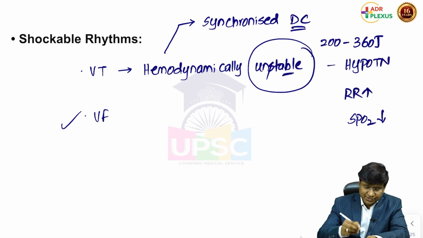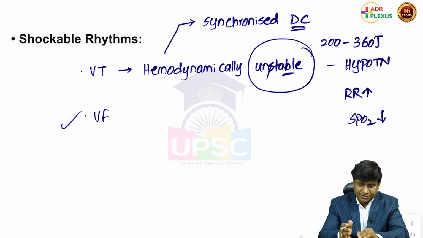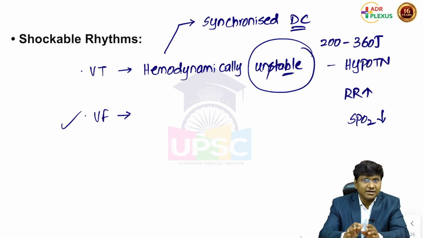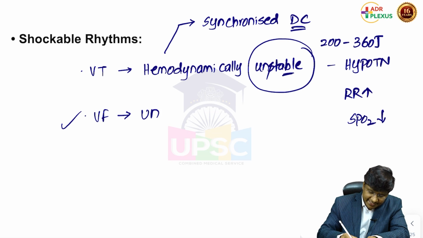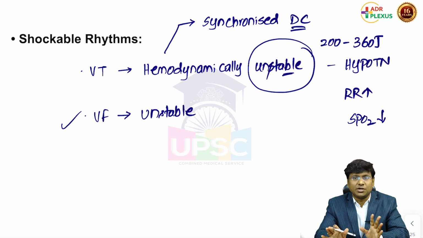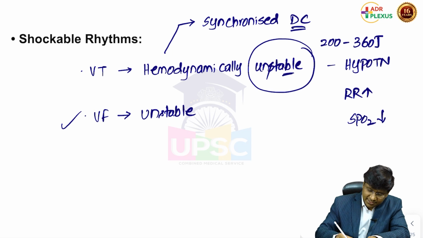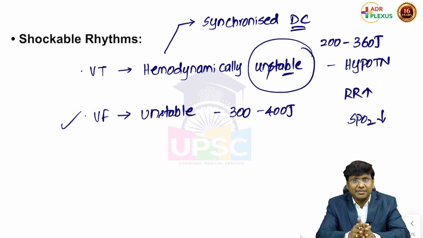Then take the case of VF, that is ventricular fibrillation. In case of ventricular fibrillation, these patients are always hemodynamically unstable, so definitely you need to give the shock. It's a shockable rhythm, and the strength we give is around 300 to 400 joules in case of ventricular fibrillation.